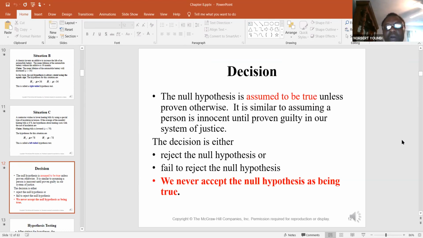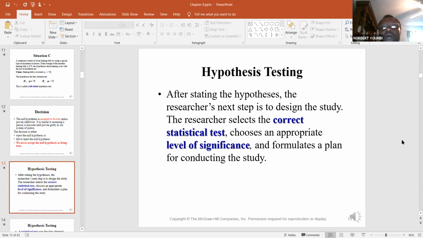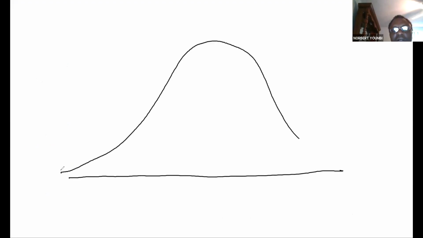So in hypothesis testing, we assume that the null hypothesis is true, and we make a decision based on the statistic that we get from the sample. Let me show this on the whiteboard. Suppose we are making a decision about the mean.